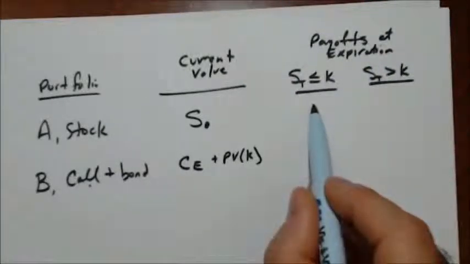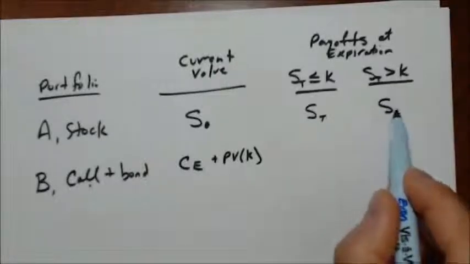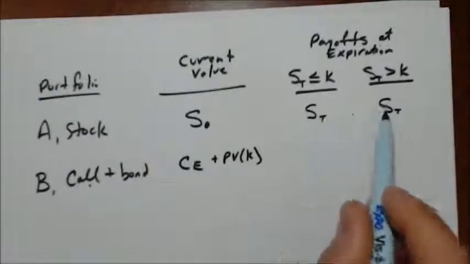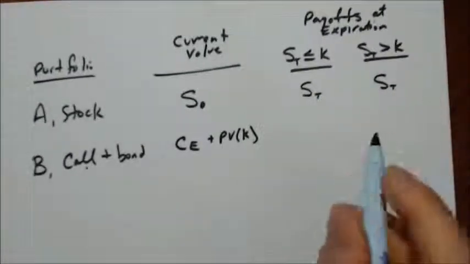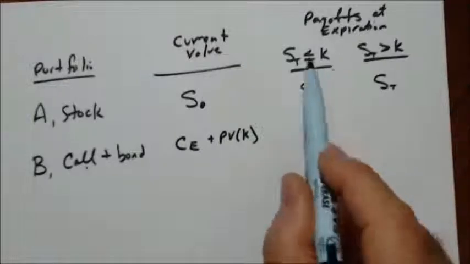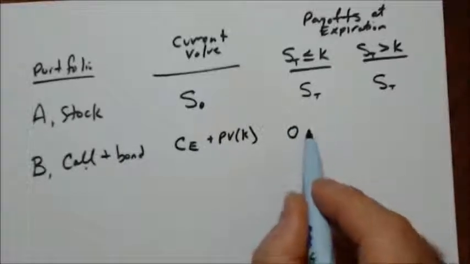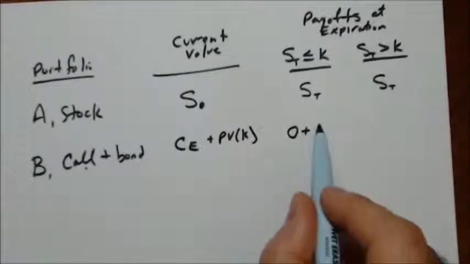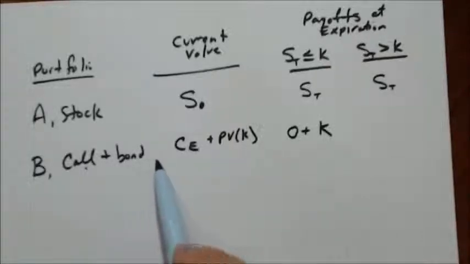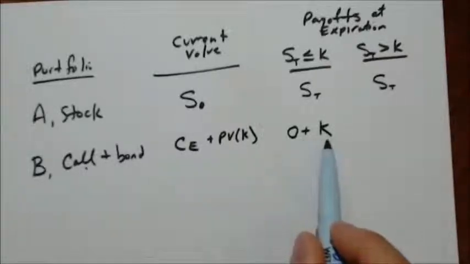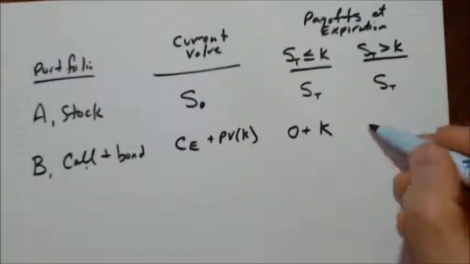The stock price will be worth ST. It doesn't matter if the stock is above or below the strike. Whatever it ends up, it'll be S capital T. Okay. Now, for the call, it will be worthless when the stock is below the strike. So the call will be worthless. But what you'll end up with is K. Okay, so you buy the bond here. What's it worth at expiration? It's worth K. You can ignore the 0, but I put it there just to be complete.